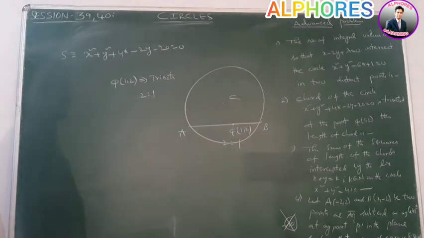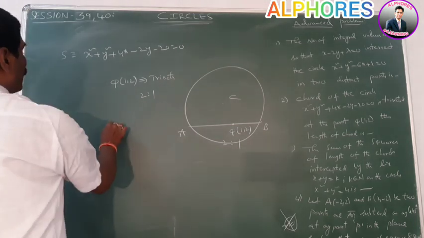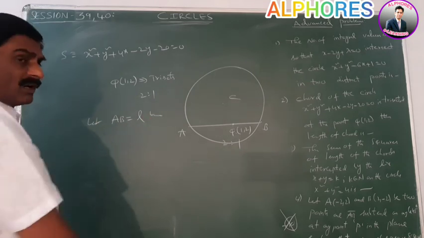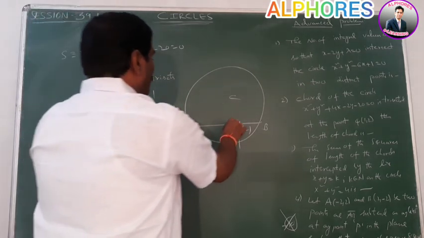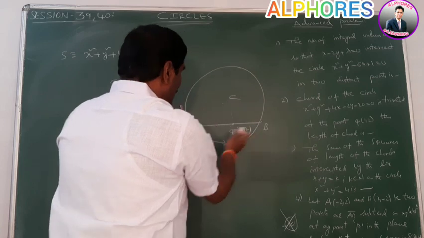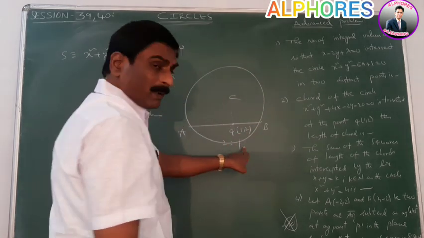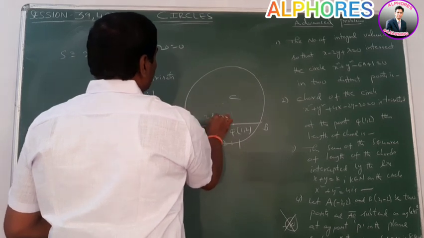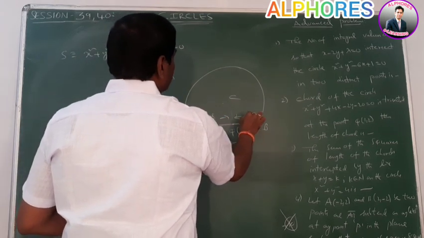Suppose AB is equal to L, the length of the chord. Then what is the value of AQ? Total length is L units. This is proportional value 2, proportional value 1. That means this length is 2L by 3, and this length is L by 3.